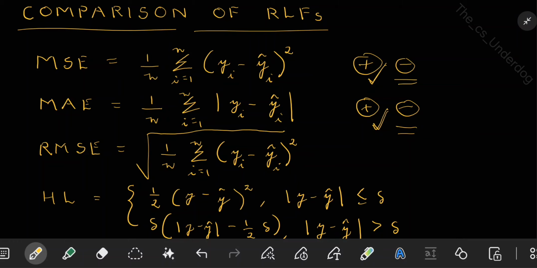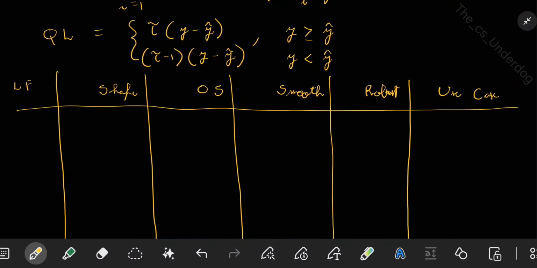Shape will be quadratic because you have this quadratic term here, the error is squared. So automatically your shape is going to be quadratic. So mean squared error, MSE, is the loss function. For this particular function, the shape is quadratic. What about the outlier sensitivity?